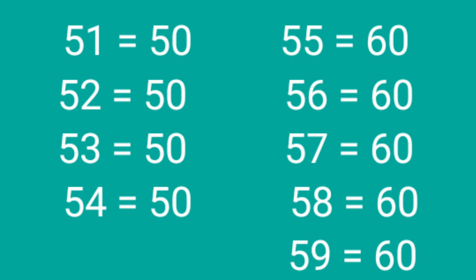51, 52, 53, and 54. So the number at the tens place is 5. Now, if you look at the numbers at the right side of the tens place, we have there 1, 2, 3, and 4. And on the other side, we have 5, 6, 7, 8, 9.